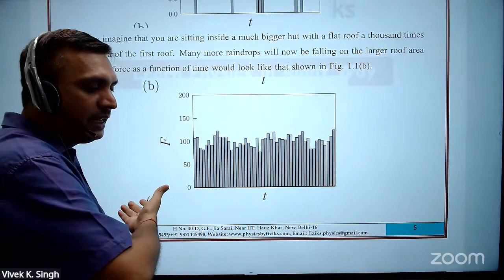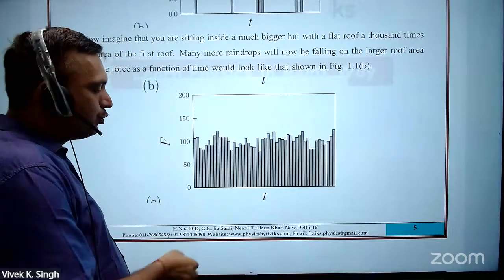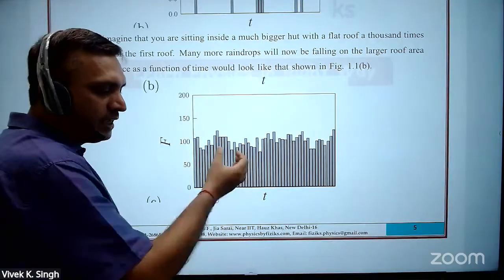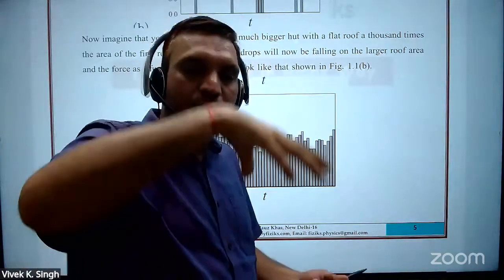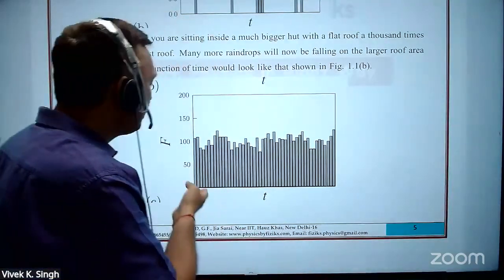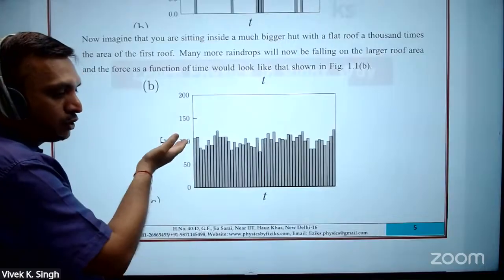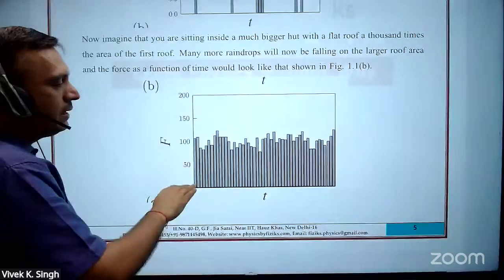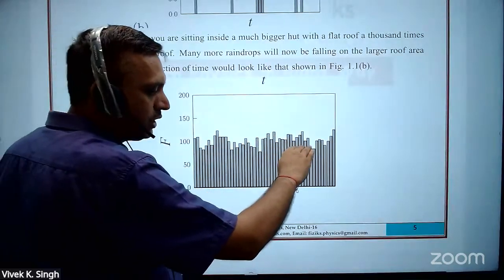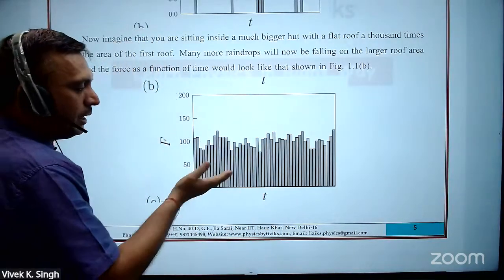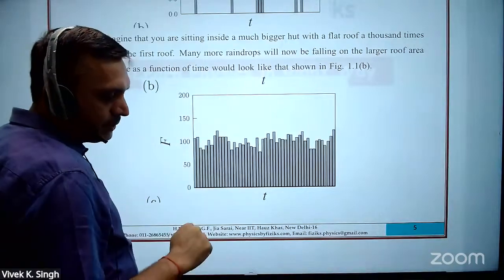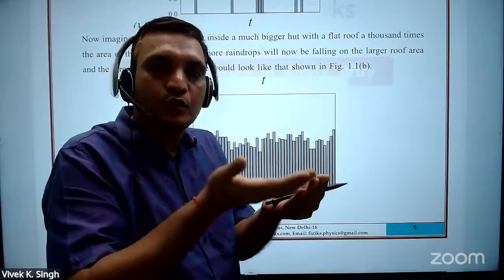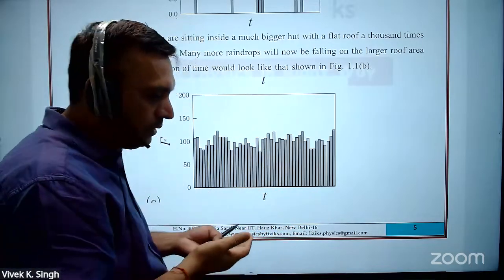Yes. If the area is made very large, the probability of collision increases, which means a larger number of raindrops will collide. So that's why the magnitude of force has also increased. And just see, there is a fluctuation, but the average value has increased. So if you see the fluctuation with respect to the average value, that fluctuation is small. Yes or no?